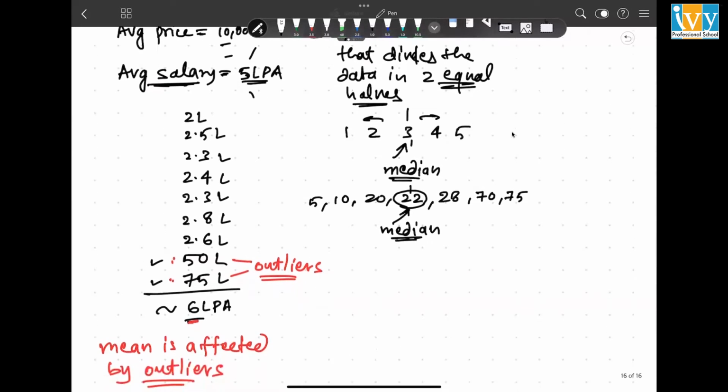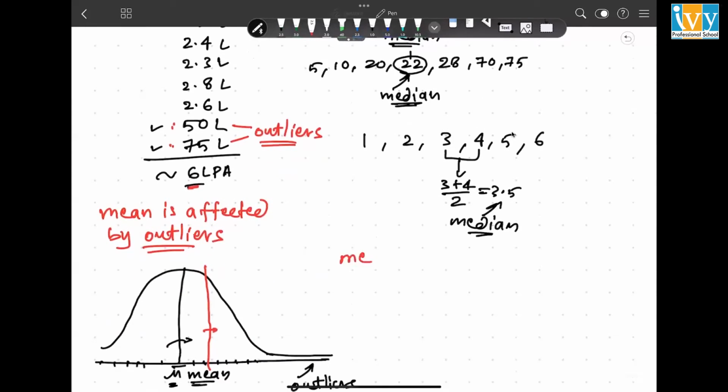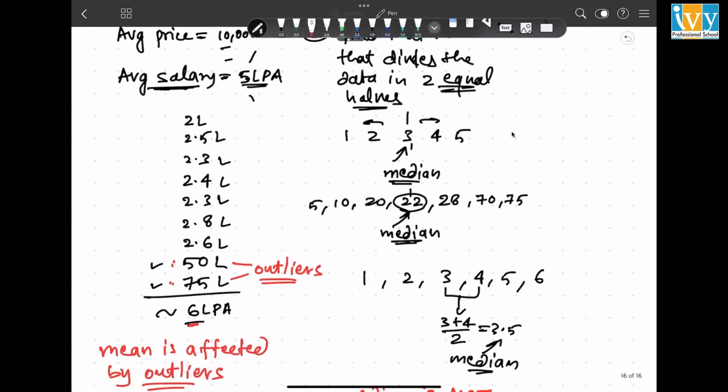What if I have an even number of values? Let's say 1, 2, 3, 4, 5, 6. Then what? Average of 3 and 4. Perfect. Yes, we take the average of 3 and 4. This is nothing but the median value. Now, the beauty of median is that it is not affected by outliers.